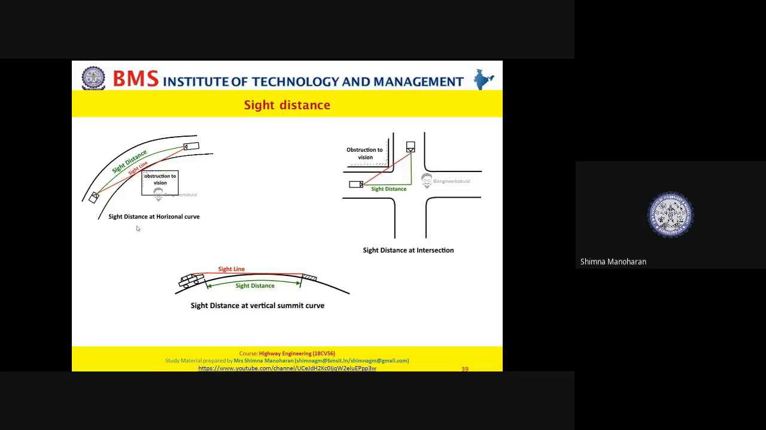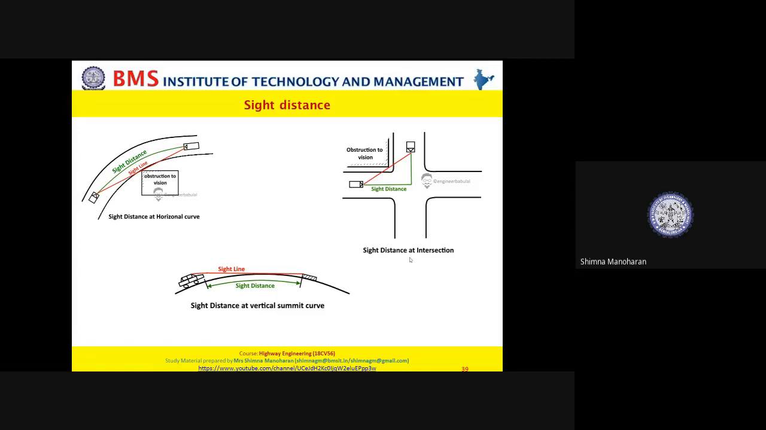So here, this is the side distance at any horizontal curve. See, the vehicle is coming from this side and you have a vehicle coming from this side, right? So there is some obstruction to the vision for these two vehicles such that the driver is not able to see the vehicle coming from the opposite direction. So this safe distance or this side distance has to be computed.